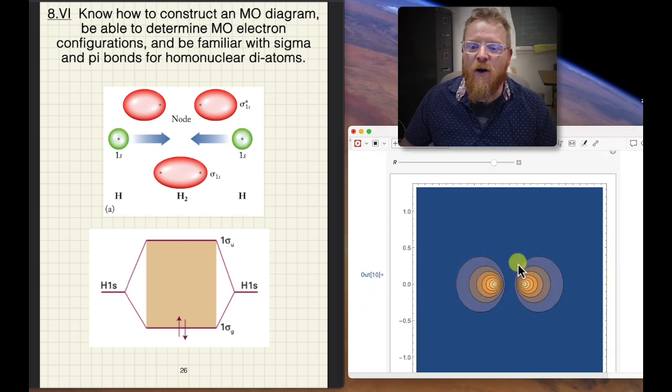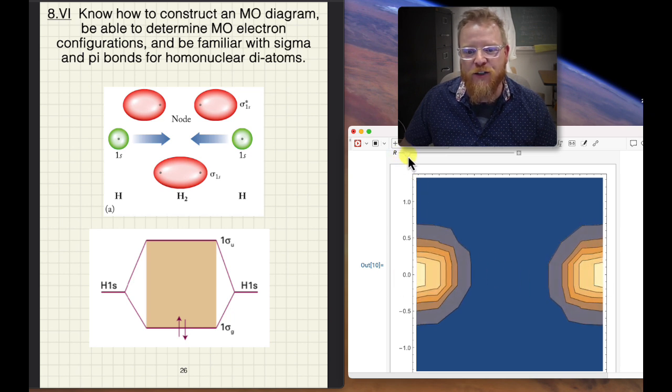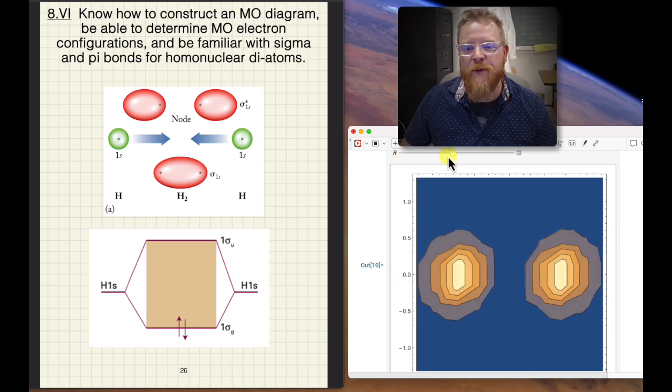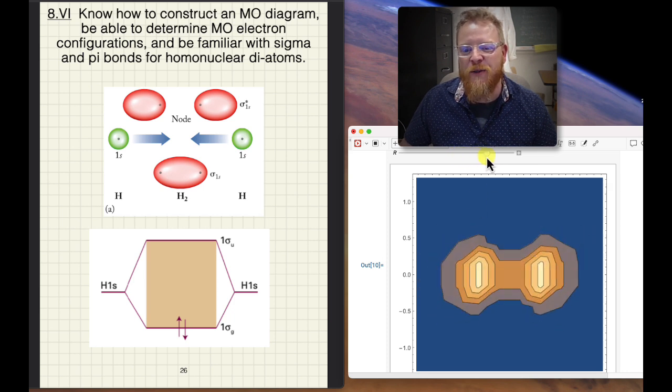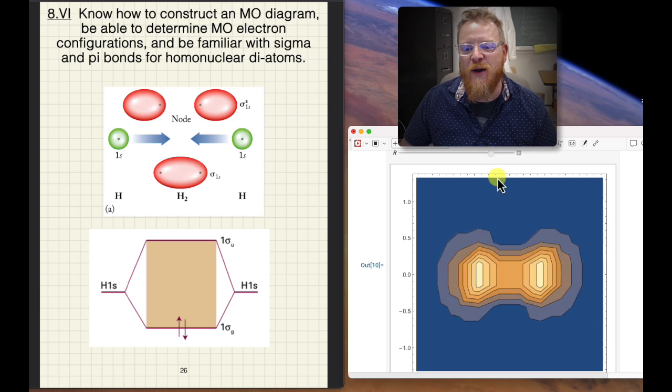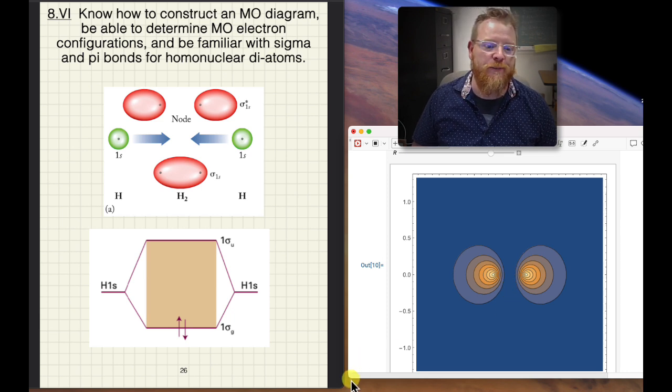I can also look at the anti-bonding state, and if I go back now to two separated 1s orbitals and I try to bring them close to each other, you notice that they have this effect of repelling each other. The closer and closer I get them, the more they're repelling each other away. So we have a node in that internuclear zone.